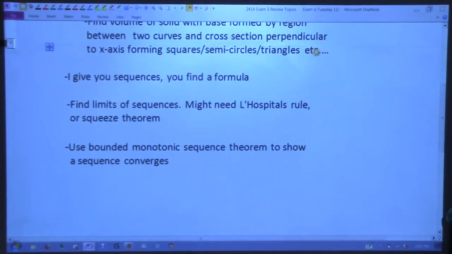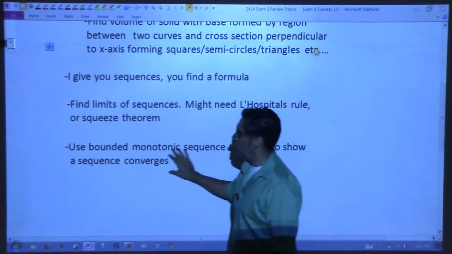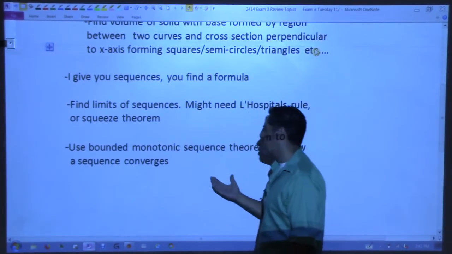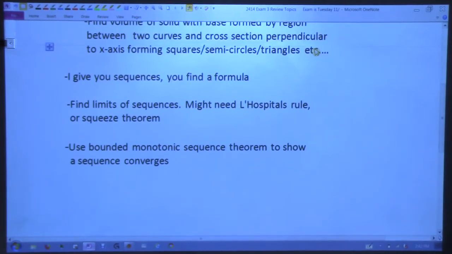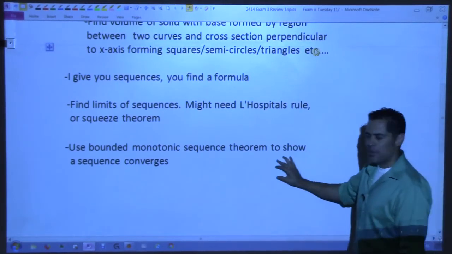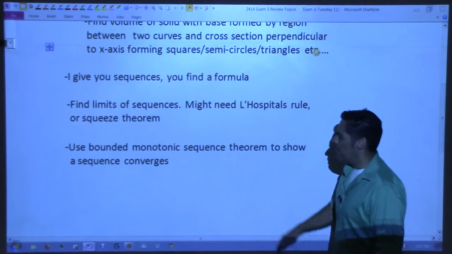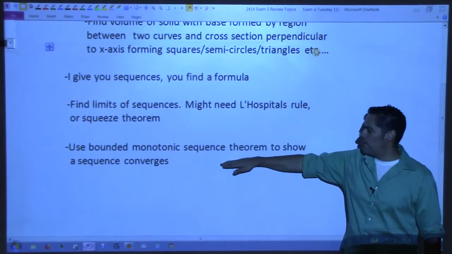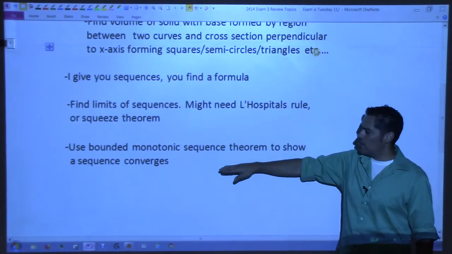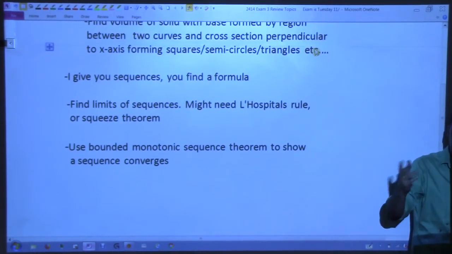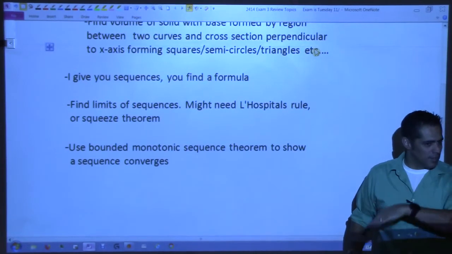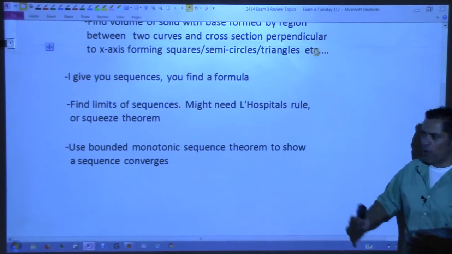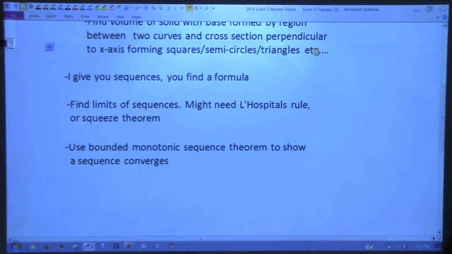And then the last one, I'm thinking this would probably be more like a bonus question. Not because I think it's harder, but you just saw it like 2 days ago, and you need a little bit of time to mess with this. So as a bonus, I tell you, you must use the bounded monotonic sequence theorem to show that a sequence converges. You have to show it's bounded, you have to show it's increasing or decreasing, you have to convince me with your work that you know what you're doing. That'd be a good bonus. So what do y'all think?